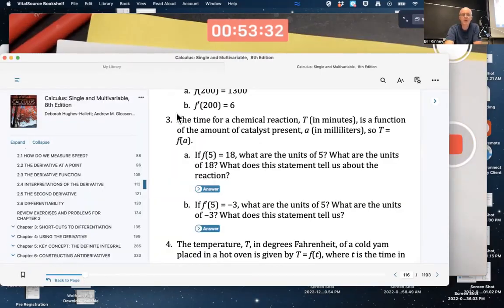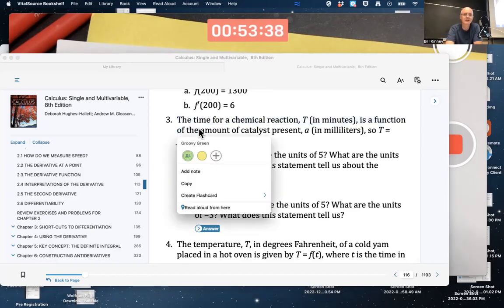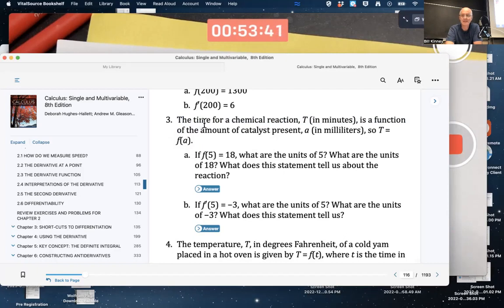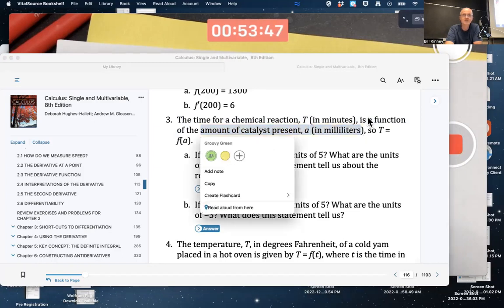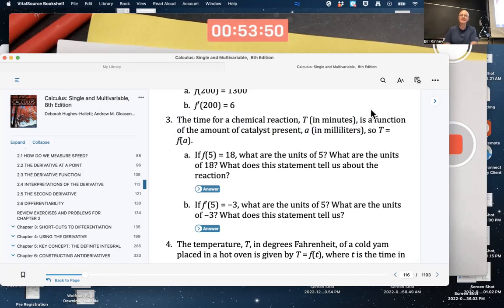Problem 3 from section 2.4 says the time for a chemical reaction, imagine being in chemistry class and trying to get a reaction going, T in minutes, is a function of the amount of catalyst present, A in milliliters. So if you know about chemistry, when you're mixing different chemicals to try to get some sort of reaction, a catalyst is something extra you pour in to make the reaction go faster. Happens all the time in your body, in your cells. There are catalysts in your cells that cause various cell functions, reactions going on in the cells to happen faster than they would otherwise. That's a good thing.